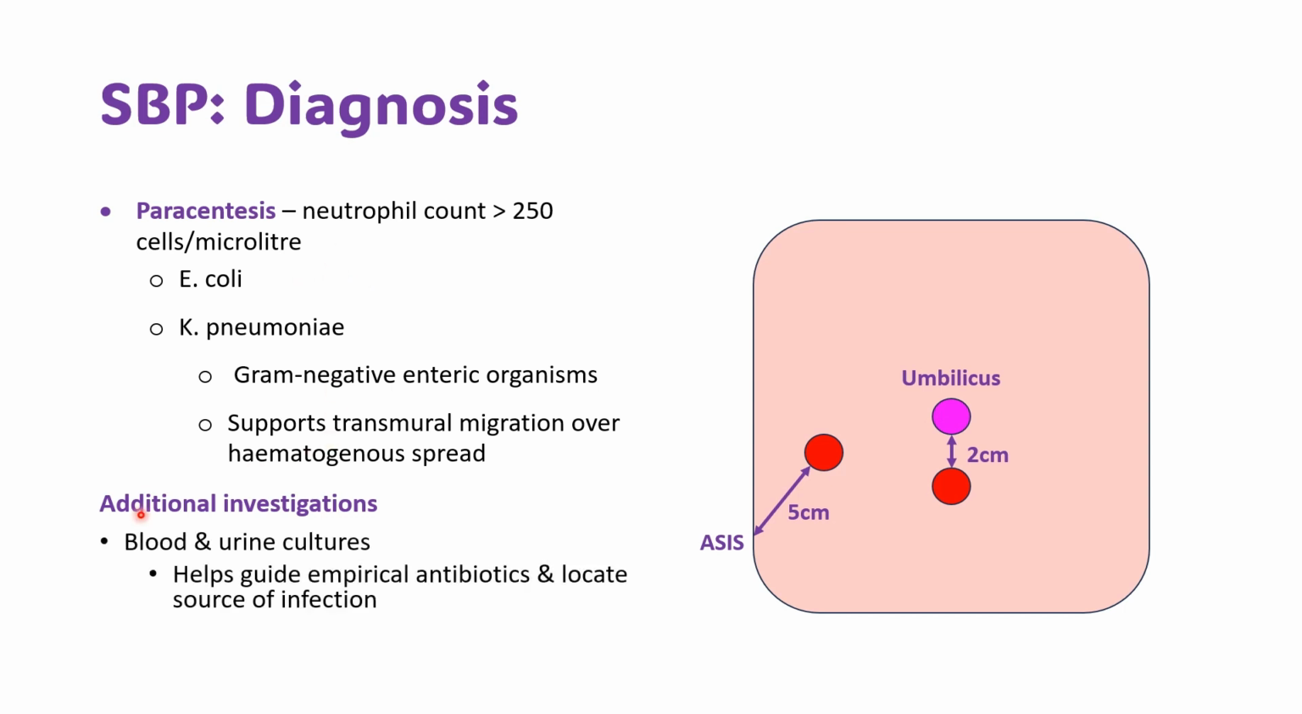Additional investigations include blood and urine cultures. That helps to guide the empirical antibiotics and locate the source of infection. But remember, the most important diagnostic method is the diagnostic paracentesis. And you might remember this diagram from the previous video. This just essentially illustrates the points at which the needle is inserted when performing diagnostic paracentesis.